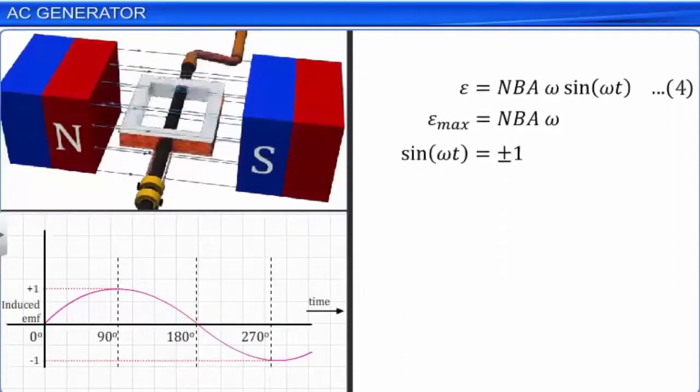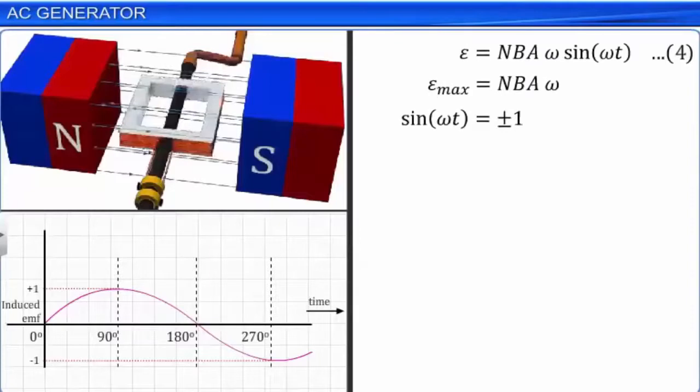As the value of sine function varies from plus 1 to minus 1, the sign or polarity of the EMF changes with time. Accordingly, the direction of the induced current changes periodically. For this reason, this current is called an alternating current. Let us denote the maximum EMF nBA omega as E naught. Then, the instantaneous EMF E is equal to E naught sin omega t. Let this be equation 5.